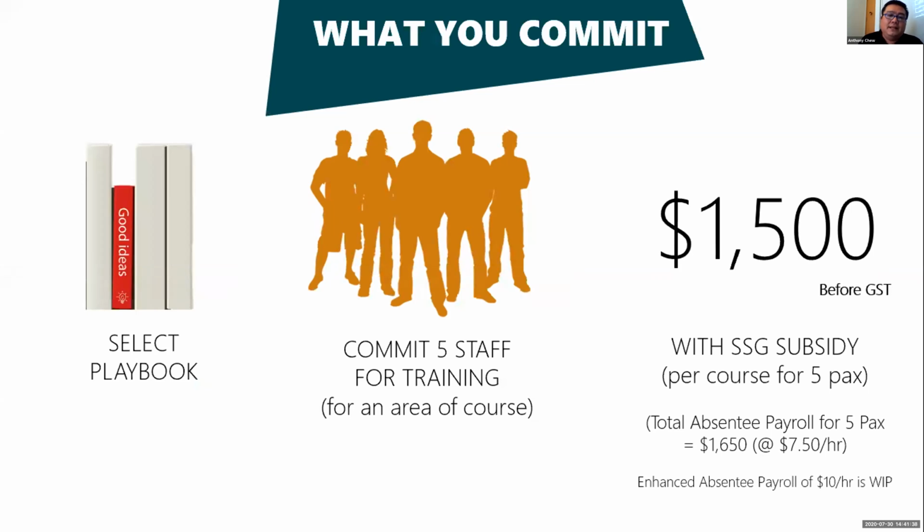Now, what do you need to commit? You just need to select one track. After you have selected one track, we need you to commit 5 staff for the training based on the track. For 4 of the tracks, each participant will cost you about $3,000. So it will be $15,000 for 5 persons. But with SSG funding, you only need to pay $1,500 before GST. And on top of that, you can claim absentee payroll for 5 pax. That is equivalent to $1,650. So if you look at $1,500 versus $1,650, there's really a net gain in terms of your return on investment for training.